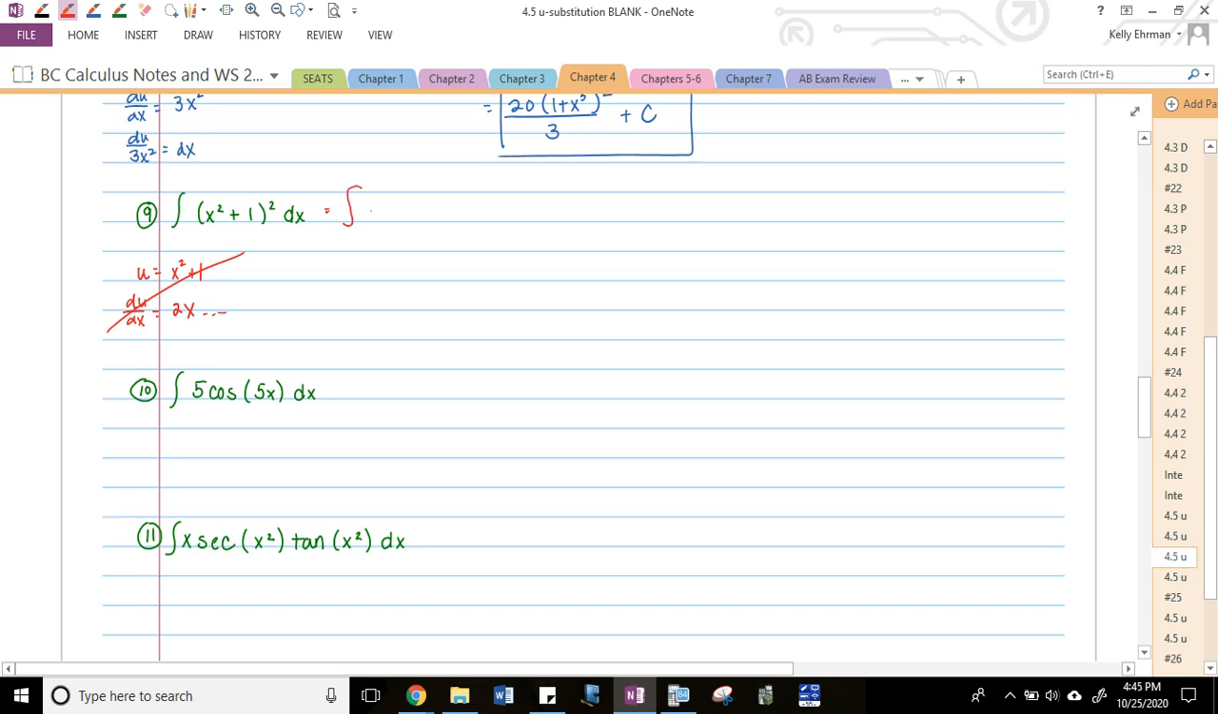You can square out x squared plus 1, x to the 4th plus 2x squared plus 1 dx, and you can take the integral of each term. X to the 5th divided by 5 plus 2x to the 3rd divided by 3 plus x plus c.